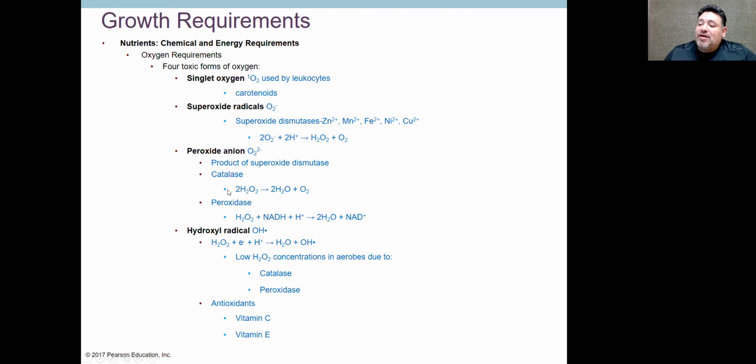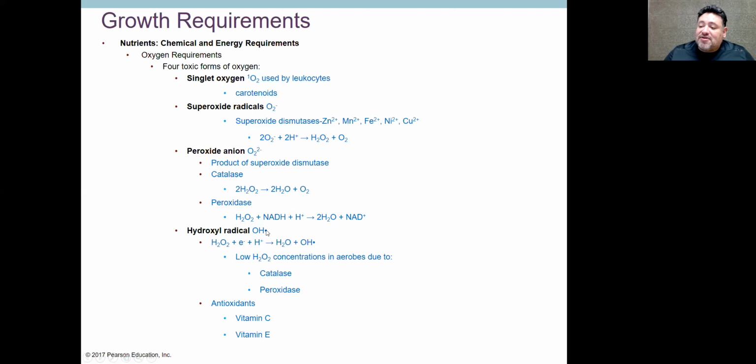So we only use catalase. Bacteria, some bacteria use catalase, some use peroxidase. So the end effect is the same, and that's the fact that we are taking something very dangerous, which is a peroxide ion, and turning it into something very benign, such as water and oxygen, or water and NAD in the case of peroxidase. The last one is the so-called hydroxyl radical.